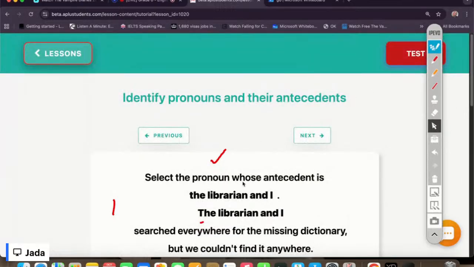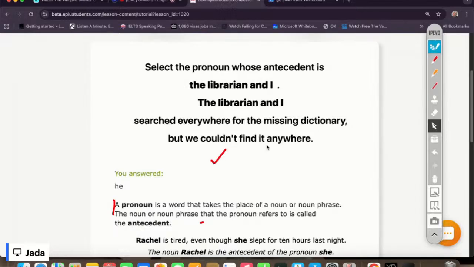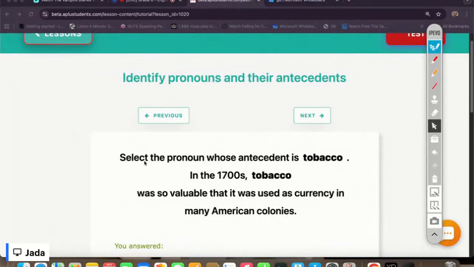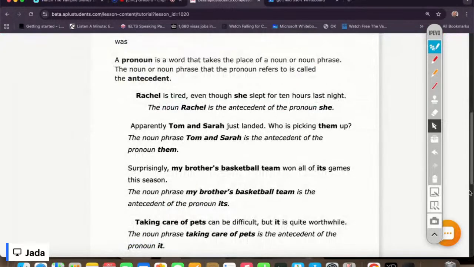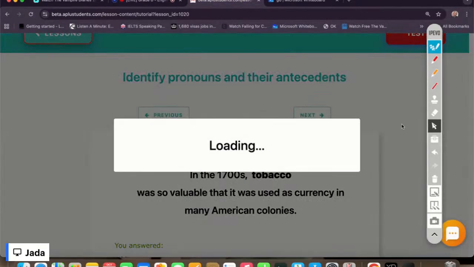So we have: select the pronoun whose antecedent is the librarian and I. The librarian and I searched everywhere for the missing dictionary, but we couldn't find it anywhere. So we have we as the antecedent. Then select the pronoun whose antecedent is tobacco. In the 1700s, tobacco was so valuable that it was used as currency in many American colonies. So we have it. Okay. So let's go to the test and you can share your answers with me.